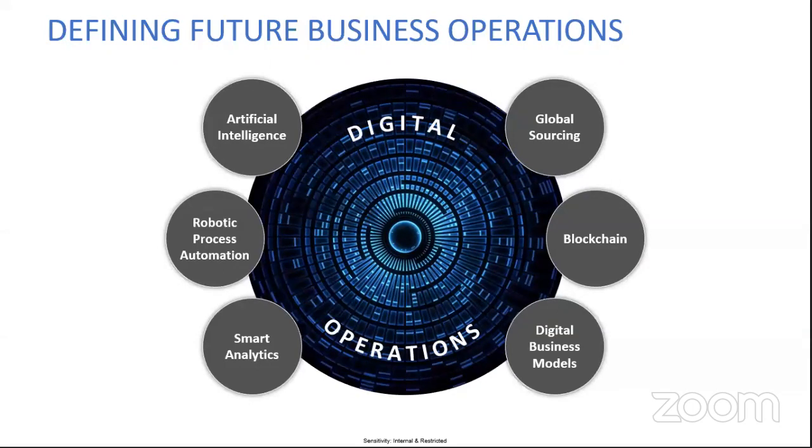So all of these will work in tandem. It is not that any one of these will work alone, but all of these will work in tandem to create digital operations. The business process automation or business process outsourcing, BPO, work that we do today is going to become knowledge process automation, which is what we call the KPO part of it. So that's how things are going to transform in the near future for us.